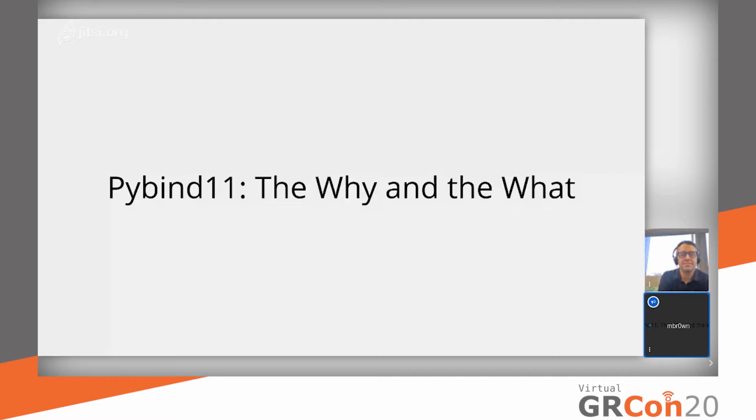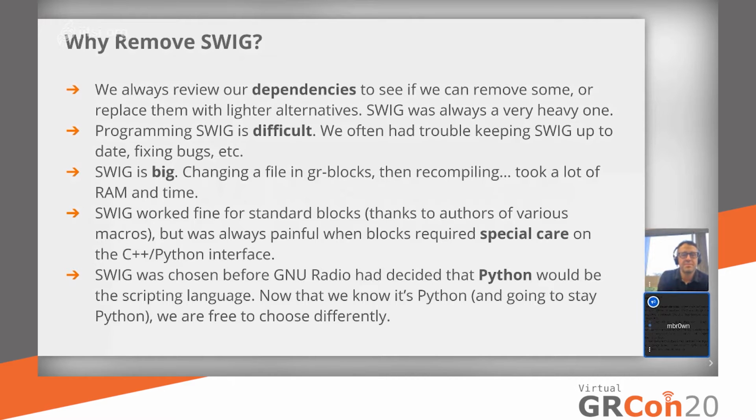So the why and the what of PyBind. What's going on here? We removed SWIG. Now, we're going to talk a little more about what that does in this talk, but in a nutshell, SWIG is the thing that exposes the C++ code from GNU Radio into Python land, so we can actually write flow graphs or applications in Python. And for example, GRC makes very heavy use of that.